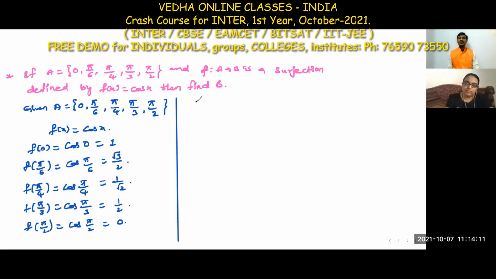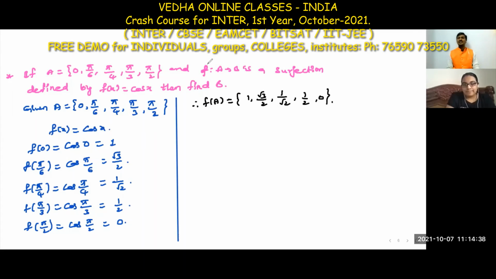Therefore, what is f(A)? The images of the set A, all the images together. That means 1, root 3 by 2, 1 by root 2, 1 by 2 and 0. All these are the images. f(A) is the range.